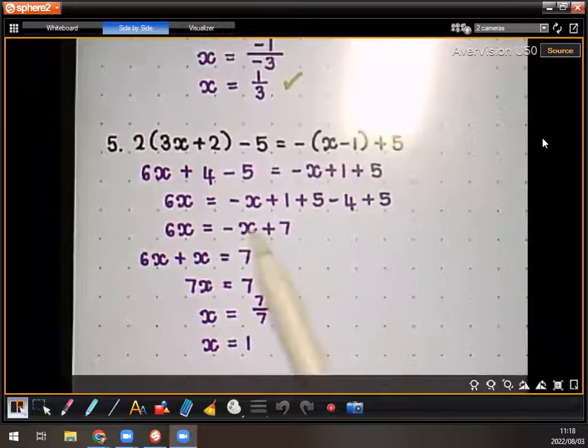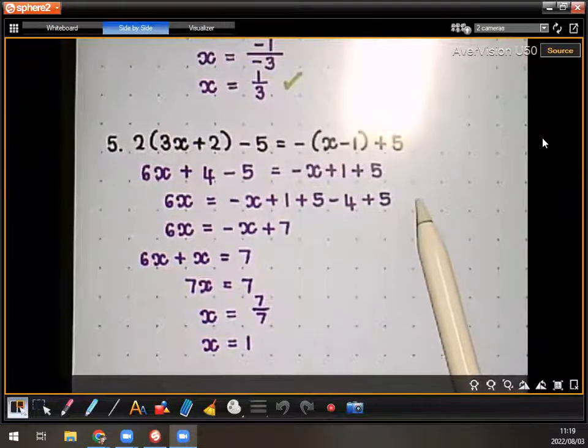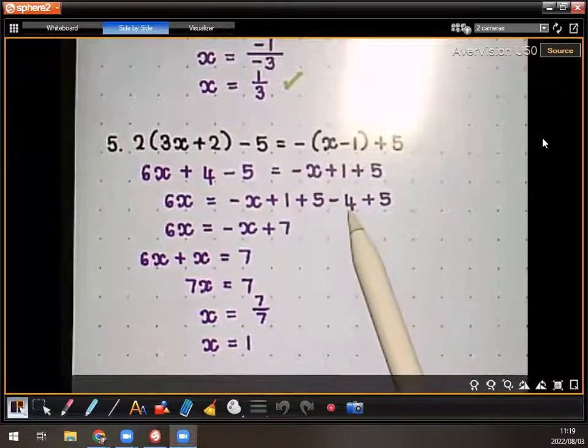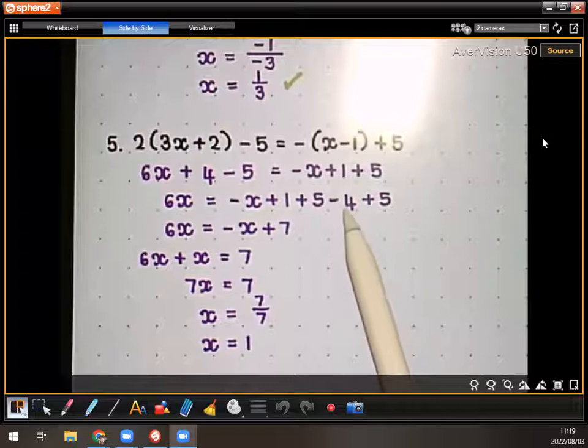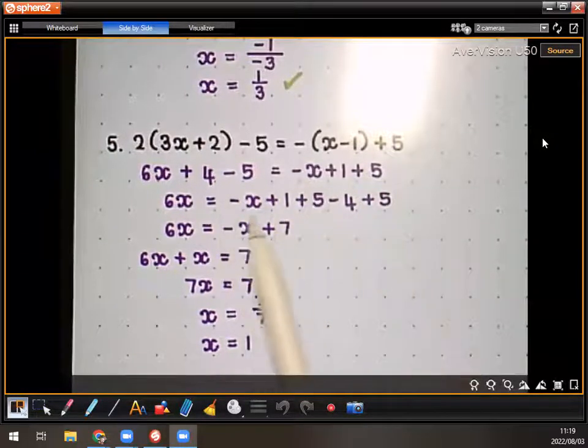Now we need to look at what we don't want here. We don't want these 2 numbers. So the opposite of adding 4 is subtracting 4. The opposite of subtracting 5 is adding 5. Make sure that you're doing the opposite, guys. It's a very common mistake to see, oh, here's a plus 4, so now I'm going to plus 4 on that side. That's wrong. You always have to do the opposite operation on the other side.